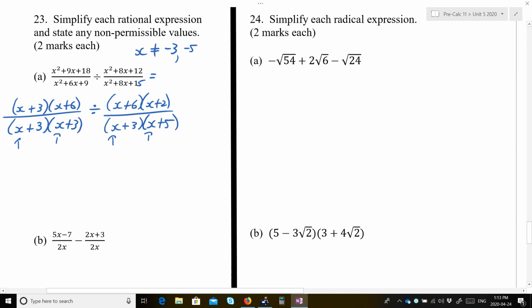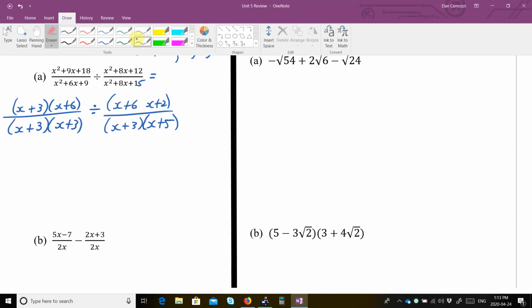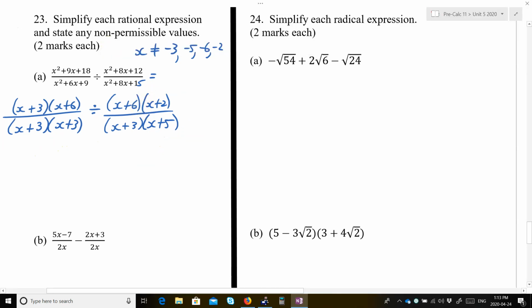Okay, but notice that this is also a division sign, guys, which means we can't divide the first whole big fraction by this if that thing works out to 0. And this side will work out to 0 if the top works out to 0. So negative 6 is a problem and negative 2 is a problem, because it makes this whole fraction on the right-hand side 0, and then you would be dividing by 0. So those are some extra non-permissible values.